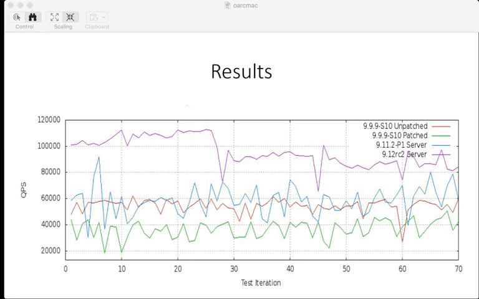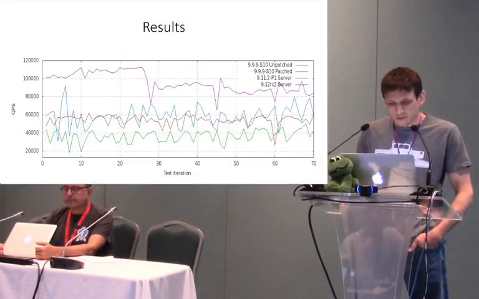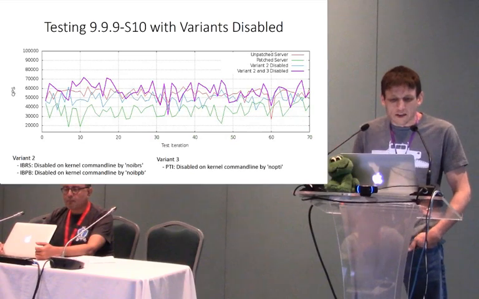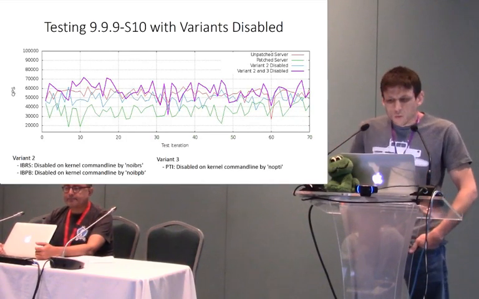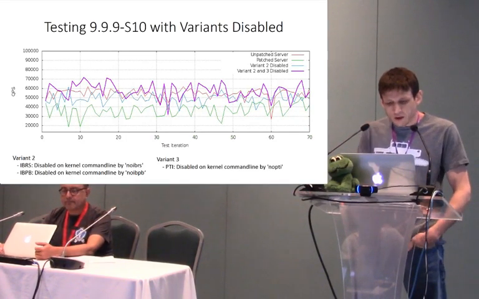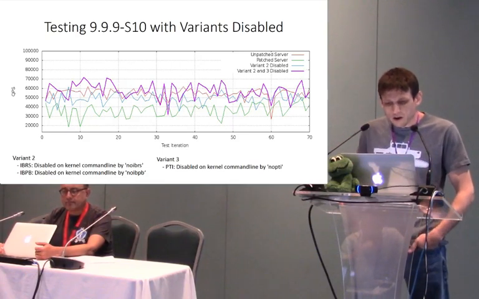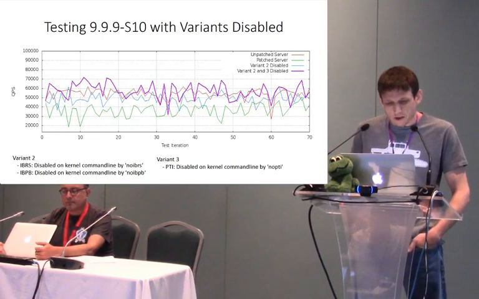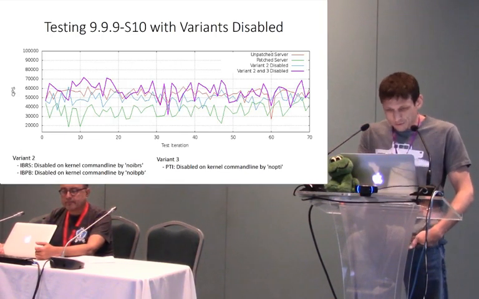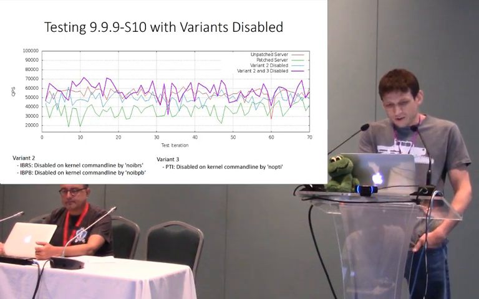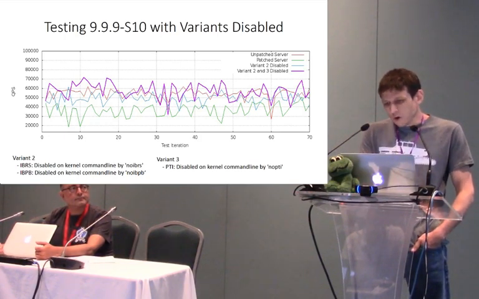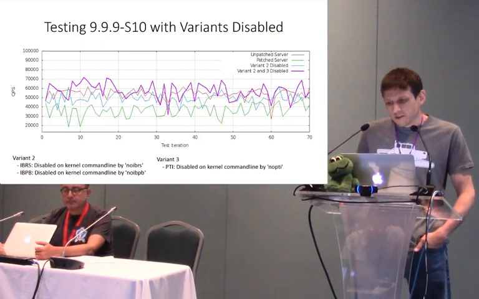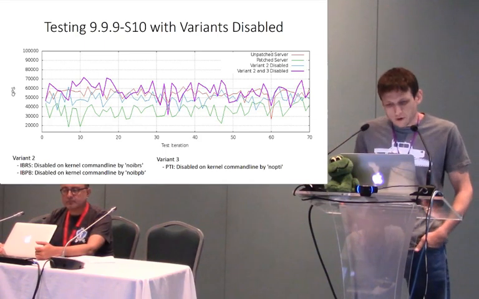We didn't run any tests with 911.2p1 or 912 without the patch set installed, so I don't have any data on that at the moment. We did then go back and run 999S10 with the variants disabled, at least variant 2 and variant 3 of the patches disabled, and you can see at the bottom how we did the disabling of those. And if you can see through these terrible lines here, you can see that with variant 2 disabled, we almost get full performance back, and with variant 3 disabled, we get pretty much all of it.